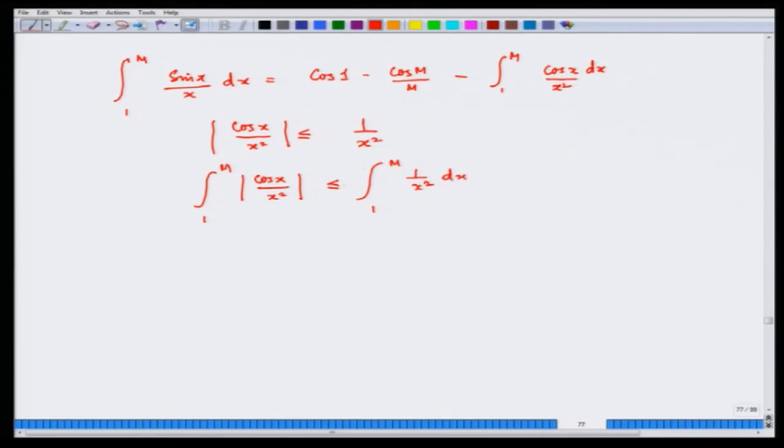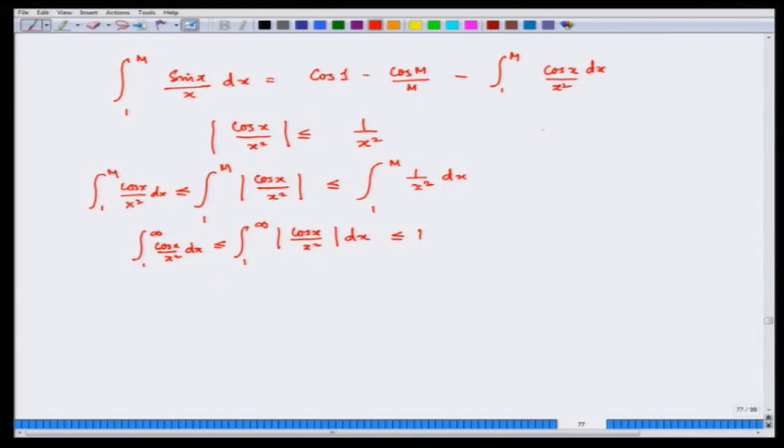Now, you know that if I take the limit of this, the integral from 1 to infinity of mod cos x by x square dx is less than or equal to 1, which means, again, by using that the integral of f is less than or equal to the integral of mod f, I can write it like this. So, which means that this integral is convergent.